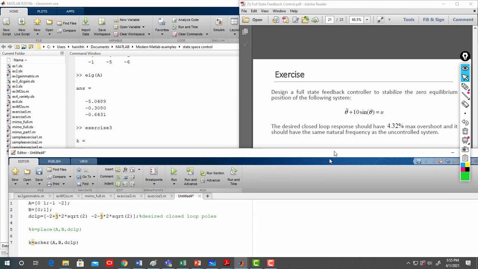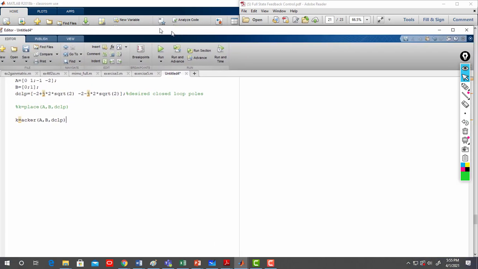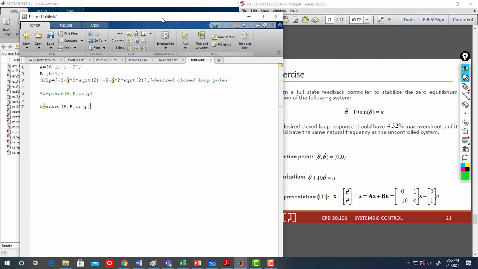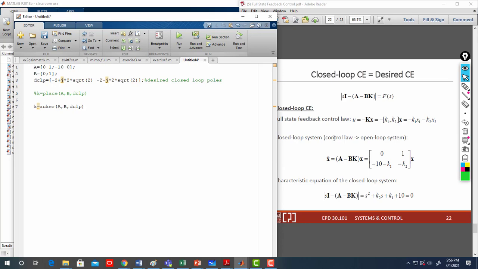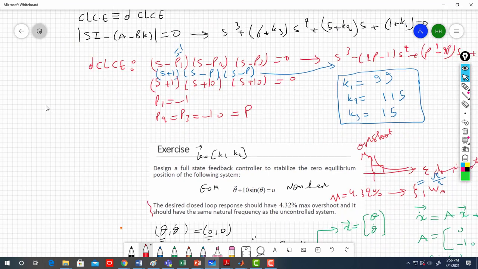Let's check A and B. Okay, A is 0, 1, -10, 0. And B is 0, 1. And your desired closed loop poles are actually, maybe you can find them here in the last exercise.